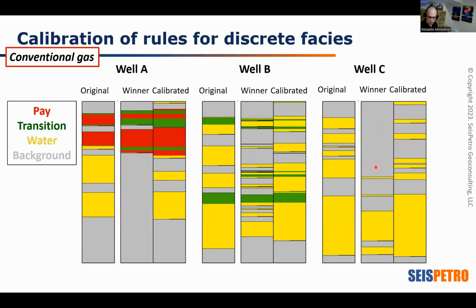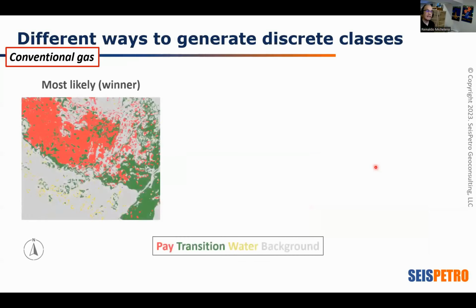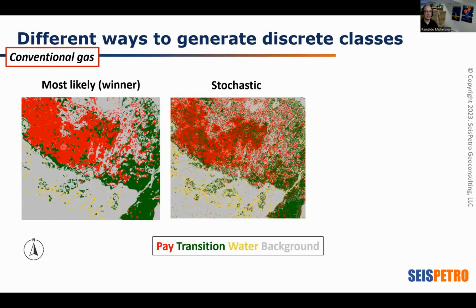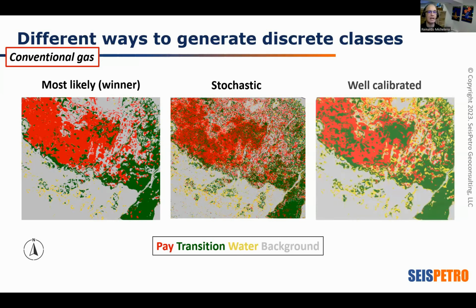When we look at these results in map view, this is how it looks. When we pick a winner, we have a fairly continuous pool of pay. But then when we start doing stochastic simulations, generating random models that sample the probabilities and the errors, we start seeing that probably this pool is not so continuous. We start seeing transition areas in the middle. But then when we look at the calibrated results, we better see the patches, or probable patches, in the distribution of the phases.